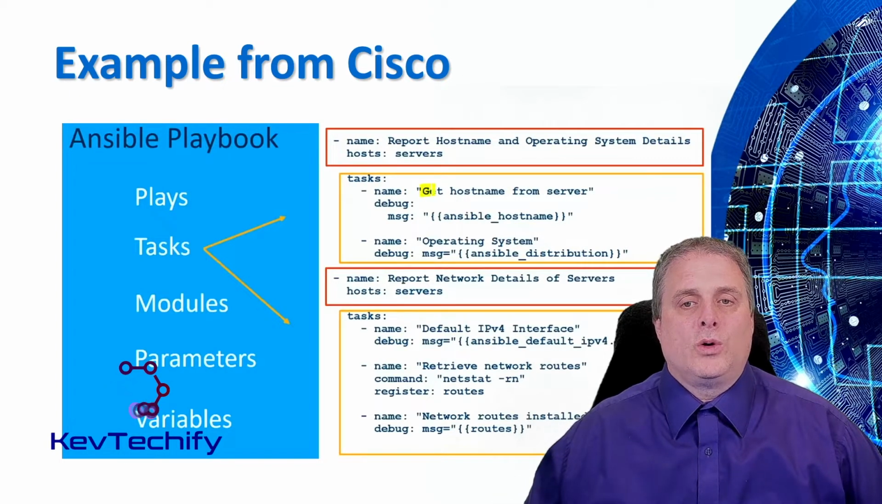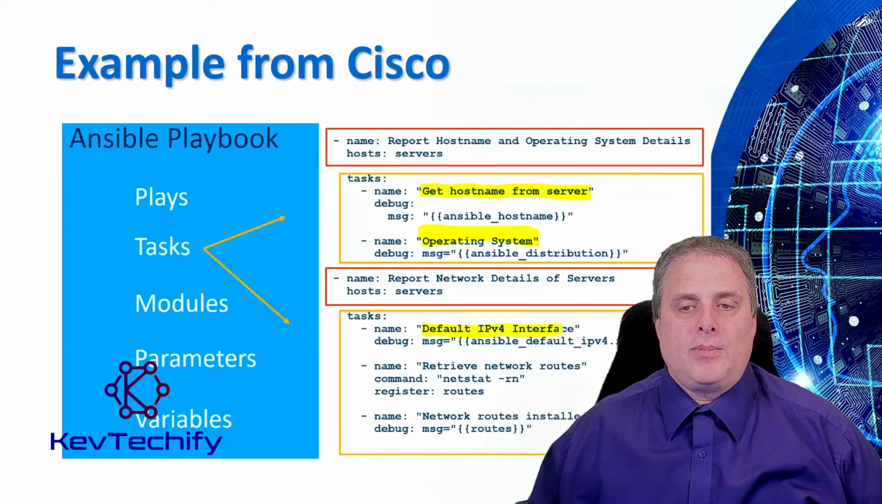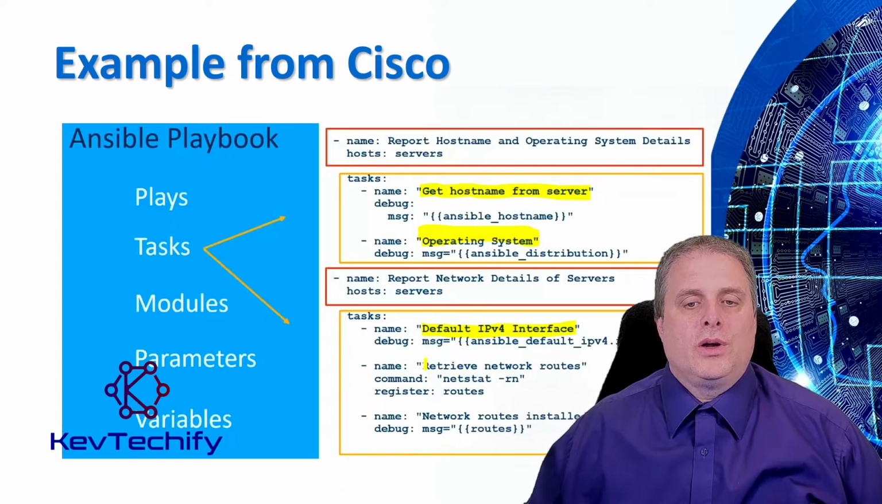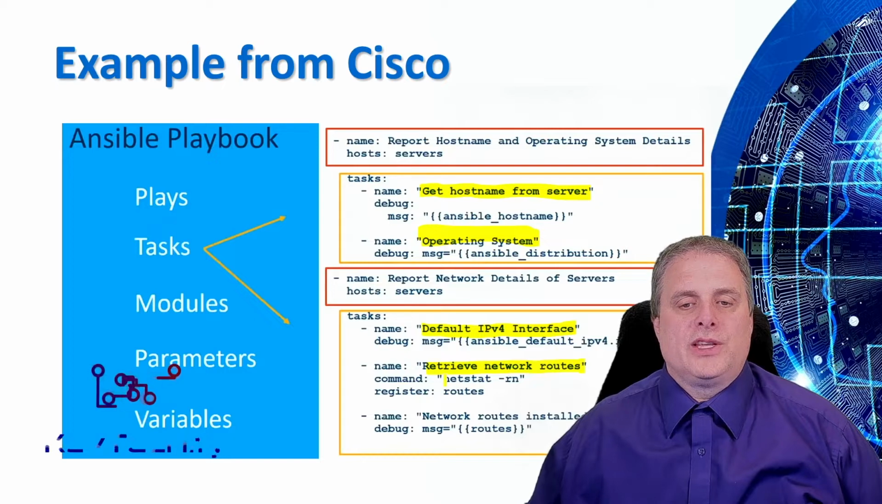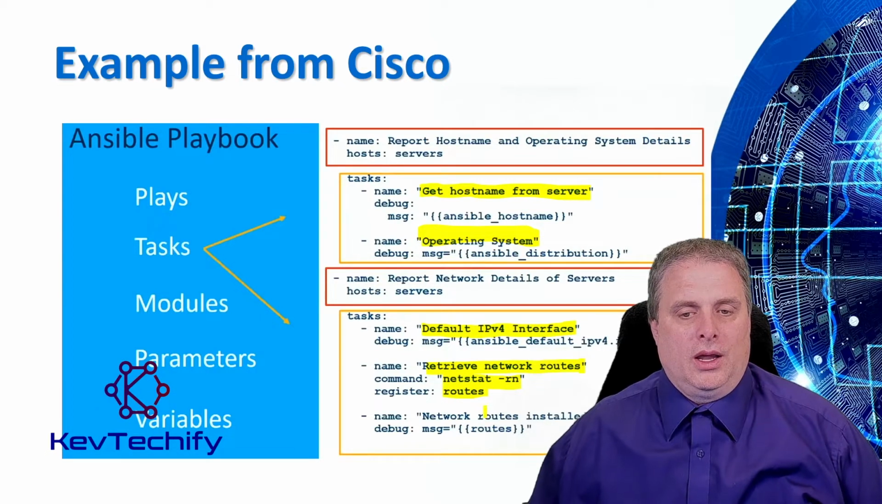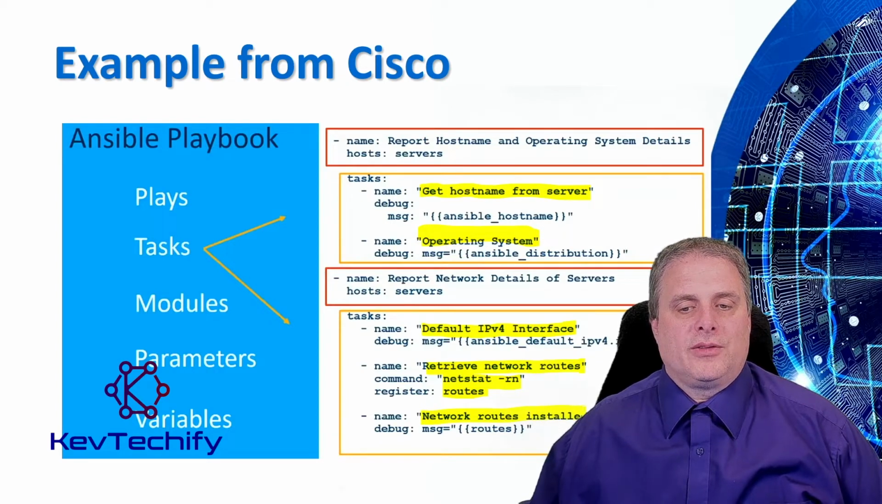For tasks, on the first play, we have two tasks. First is get the host name from the server, and then second is the operating system. In the second play, we have three tasks. First, we want to get the IP version 4 addresses of the interface. Then we want to retrieve our network routes using the netstat command and put it in the routes variable. And then we want to show us our routes available using the variable.